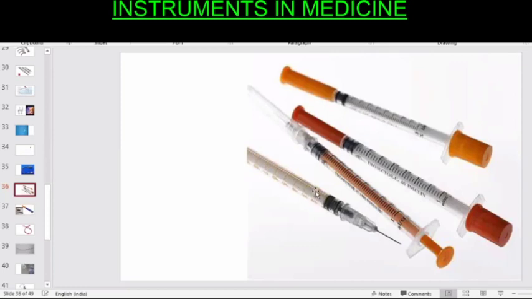And in this, the questions will come: what are the types of insulin? What are rapid acting insulins? What are long acting insulins? What are intermediate acting insulins?